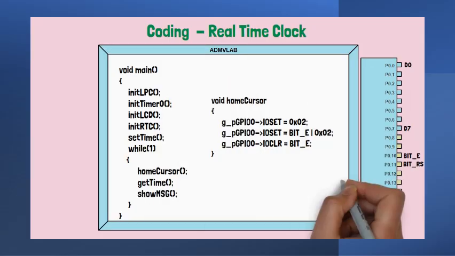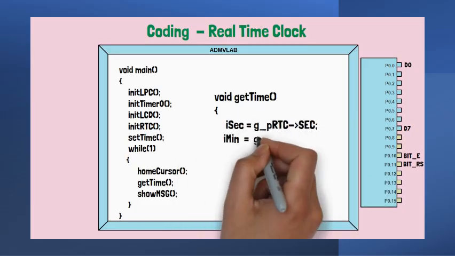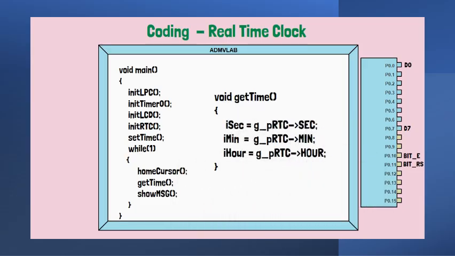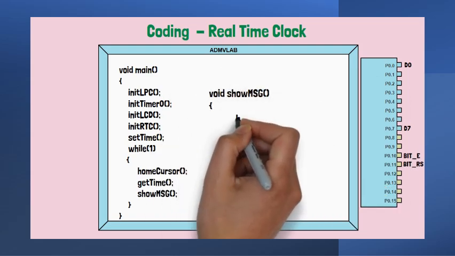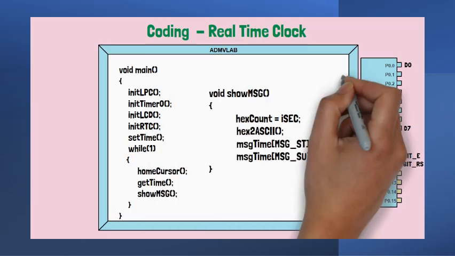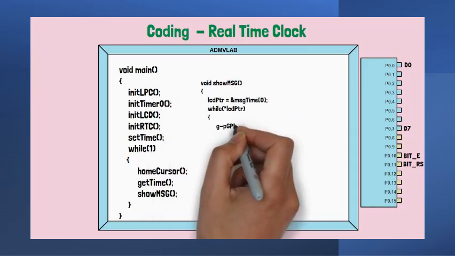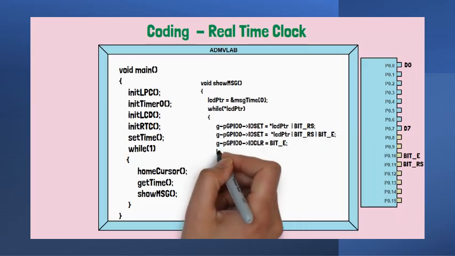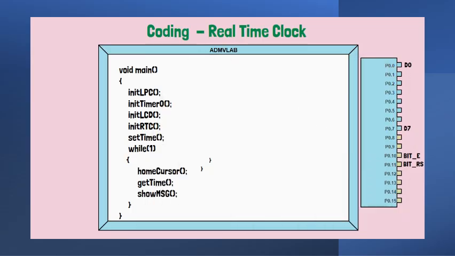In the next function, we read 3 time registers: the second, minute and hour registers. The last function, show message, writes the time information into the message variable and displays the same on the LCD display. The time information is in hexadecimal. Hence we call a function to convert the hex values to printable ASCII characters. During the LCD write operation, the LCD pointer points to the time message array, and this data is then transferred to the LCD display by setting the RS bit high and toggling the E bit. The LCD pointer is incremented until it hits the end of the array.